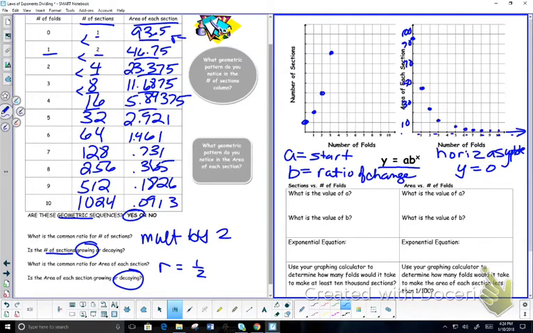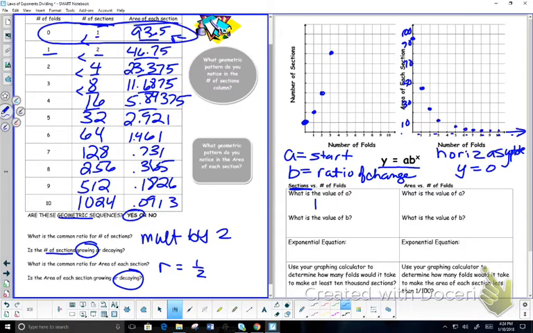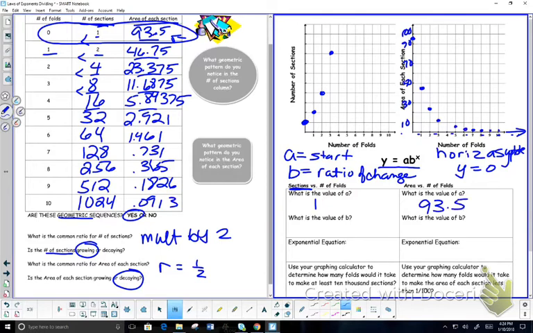Okay? And you have to be real careful with that, because remember, we're used to b being the y-intercept. A is now the y-intercept. So in our first scenario, the sections versus the number of folds, our y-intercept is 1. And if you go back up here to your table, that's going to be your a value for both. So our area a value is 93.5. And that's the one you'll notice is also sitting on the y-intercept. These are your two y-intercepts.